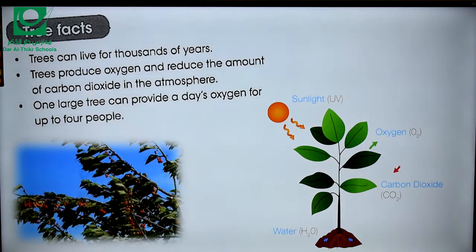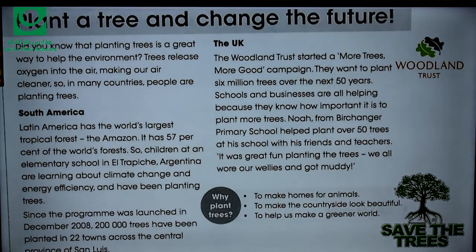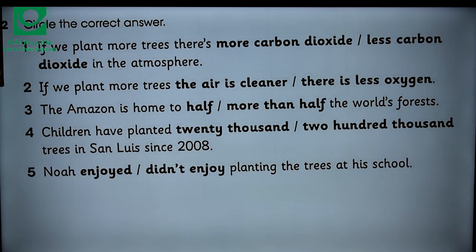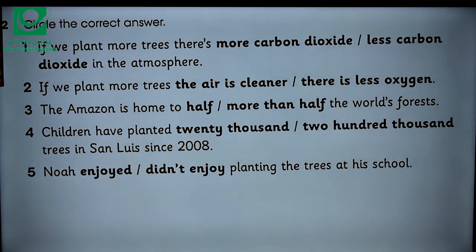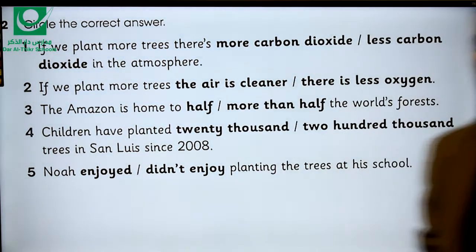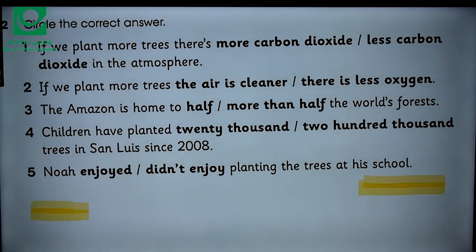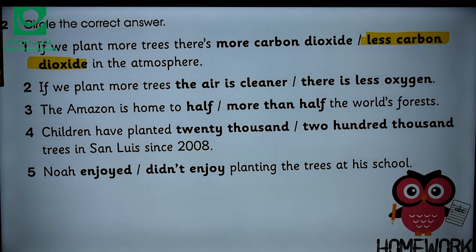All right, so the trees take sunlight, they benefit from the sunlight, and they take carbon dioxide, and they give out oxygen, and of course it needs water. You are going to read this one, okay? And then we are going to answer these questions. Circle the correct answer. If we plant more trees, is there more carbon dioxide or less carbon dioxide? We know now that carbon dioxide is not good. So if we plant more trees, more carbon or less carbon? More, less. Yes, the answer is less carbon dioxide. So I hope that you are going to answer the other 5. Go to the text, try to answer them for homework.